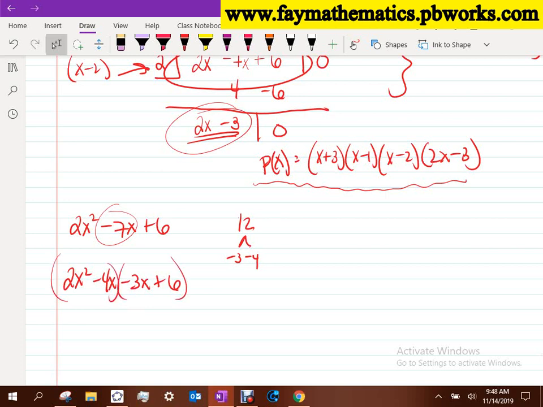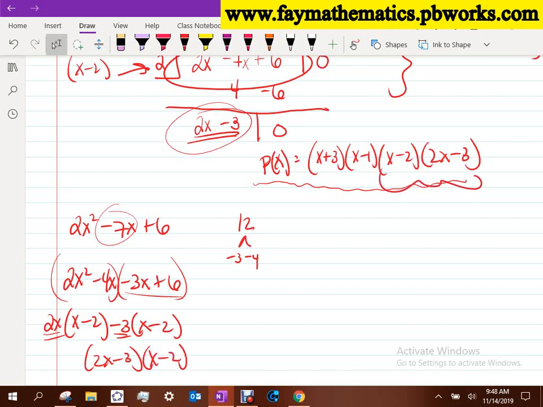What can come out of these two? 2x leaves me x minus 2. What can come out of these two? Negative 3 is leaving me x minus 2. Does that give me 2x minus 3 and x minus 2? Is that what that is right there? Okay, so the AC method there would help me rather than synthetic division.